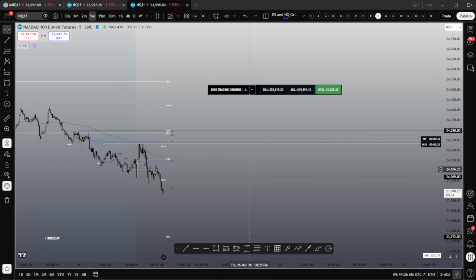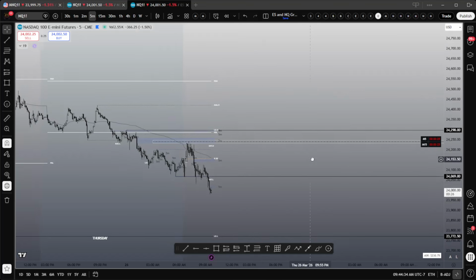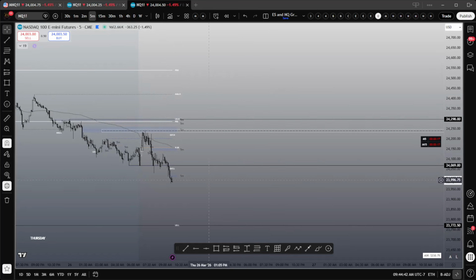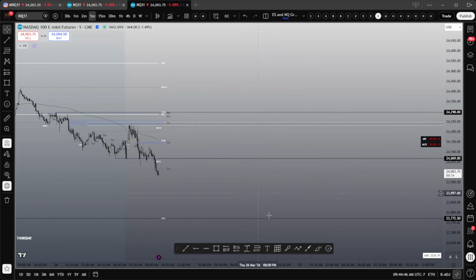Today I'm gonna be showing you how I passed 50K TopStep combines in 2 trades. Let's get into going over the profit target, the risk amount, and how to execute on these setups so you can pass it in 2 trades. So let's get into that.